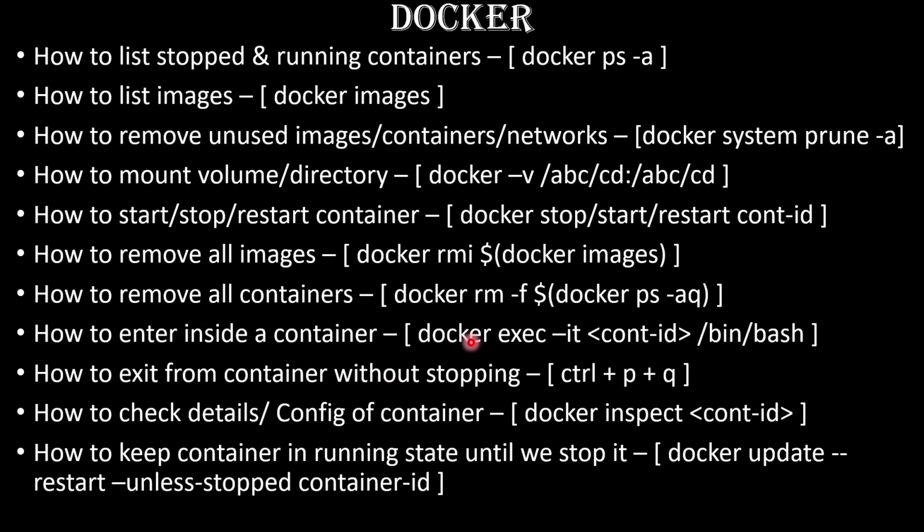So in order to enter into the container, we use docker exec -it. It means it will open an interactive terminal, followed by the container id, and /bin/bash at the end. And if you want to come out of the container, if you give exit and then check the container status, it will be in stopped state. If you want to come out of the container while it stays running, you use Ctrl+P+Q, and it will keep running in the background. And in order to check details of your container, we use docker inspect.